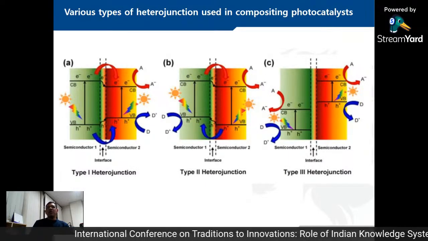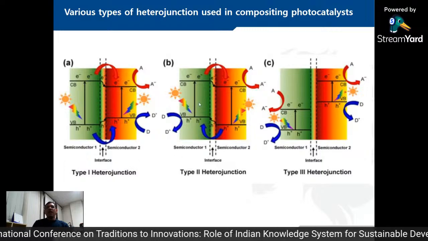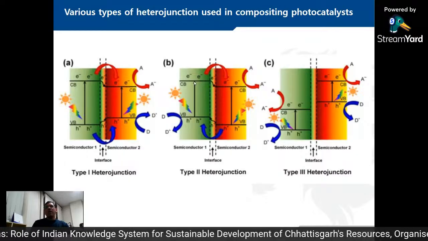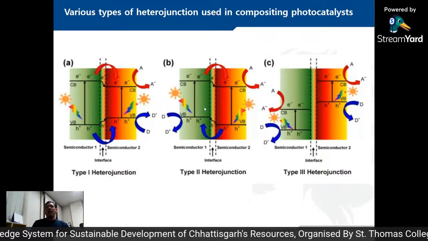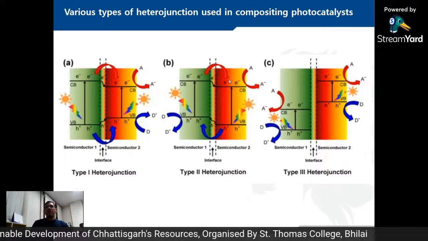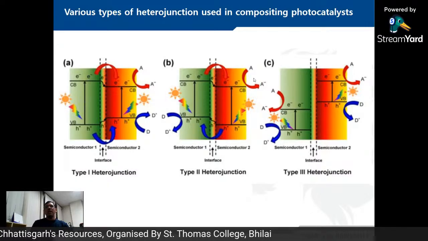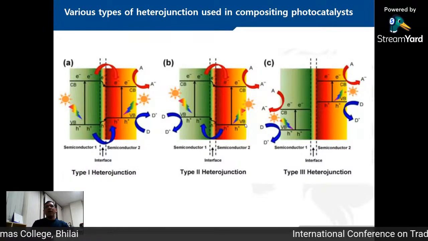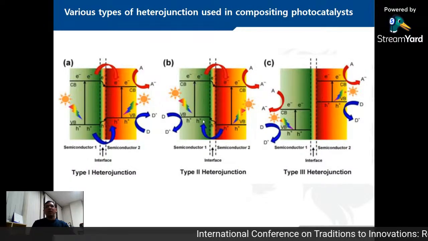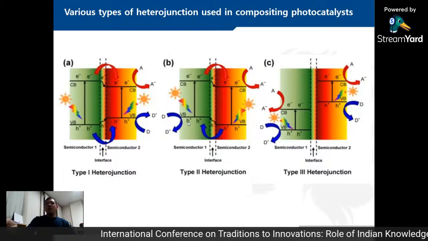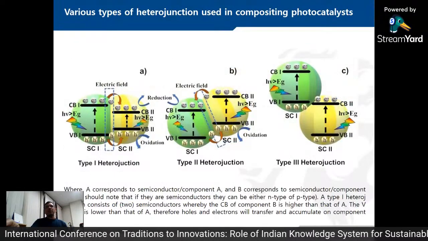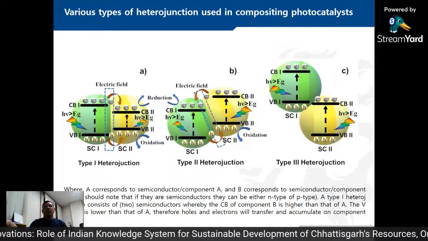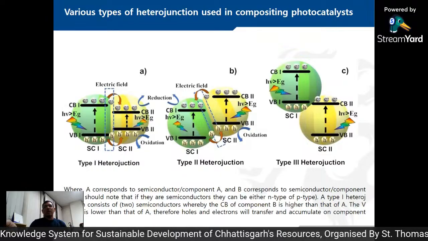Since you can see here, if it is an NN type, the mobility of charge carriers like the holes from the semiconductor 1, once the charges are ignited, can easily jump from semiconductor 1 to semiconductor 2, and then it can easily reduce. As well, the holes from the valence band of semiconductor 1 can mobilize, and then it can oxidize. So this is the oxidation and reduction process which we use for developing type 1, type 2 and type 3 semiconductors.